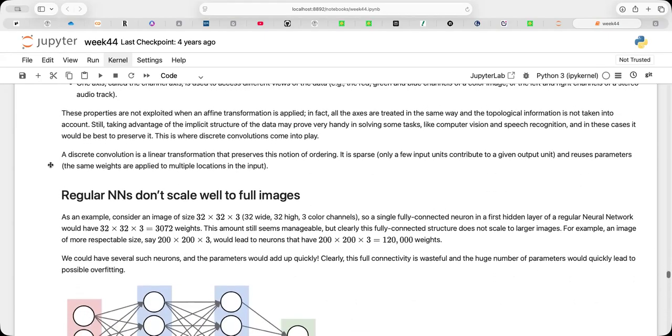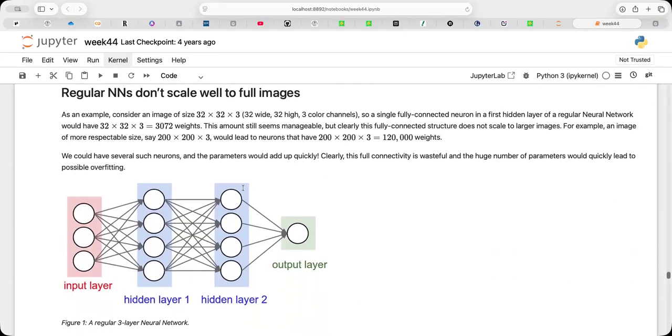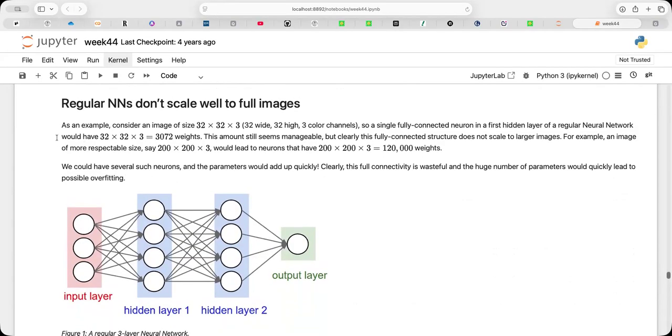And one of the things we have to face, if you think of a neural network, one of the reasons why CNNs have become so popular is that the neural network doesn't scale well to full images. If you look at this image, and this is pretty common, you have 3 color channels and an image which is 32 pixels wide and 32 pixels high. That means that a single fully connected neuron in a first hidden layer would have 32 times 32 times 3, 3072 weights. That's only if you have one.